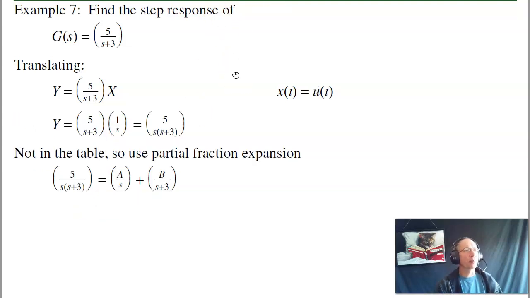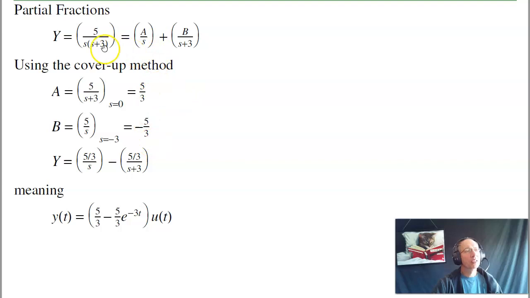Second problem. Find the step response of G of s. Step is u of t. Laplace transform of a step is 1 over s. So this is going to be your gain times the input is the output. This one's not in the table, so what I need to do is partial fraction expansion. And here the idea is, take this guy, I can rewrite it as 2 separate terms added together. To find each of those terms, I use the cover-up method.